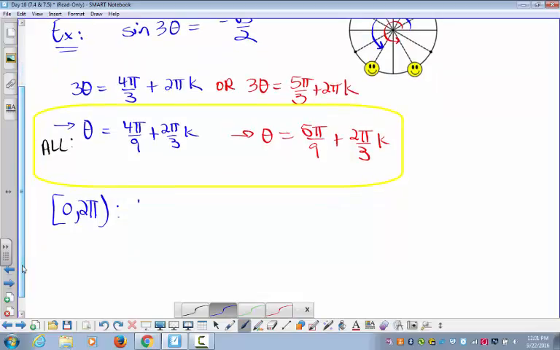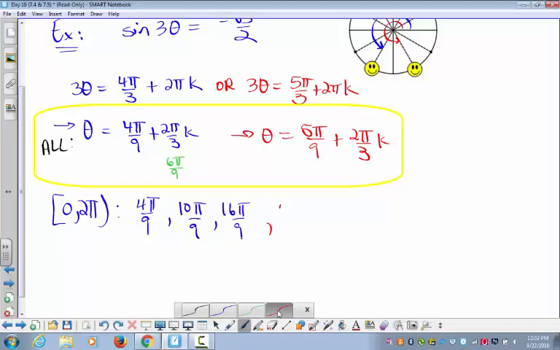So our solutions would be 4 pi over 9. But then we have to add 2 pi over 3 twice. If I wanted to rewrite this so the denominator is 9, which I would recommend doing, we'd have 6 pi over 9. Right, those are the same, 2 pi over 3, 6 pi over 9. So we're going to be adding 6 to the numerator twice. So that will give us 10 pi over 9 and 16 pi over 9. So those are the 3 from the blues.